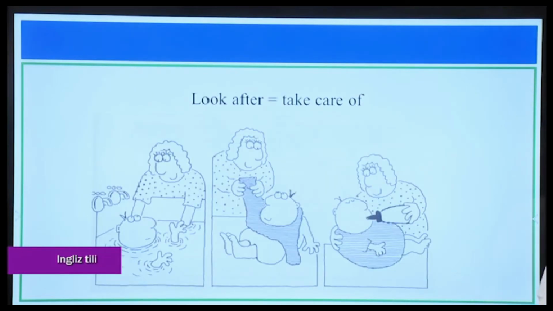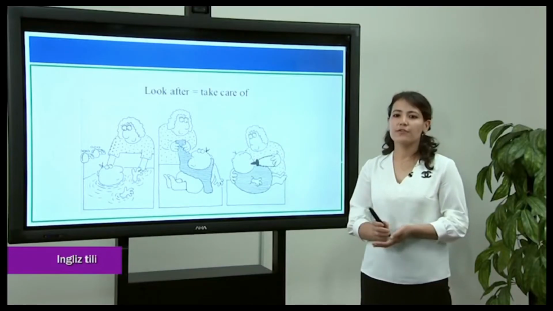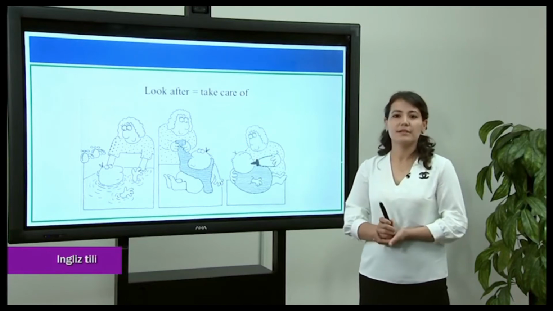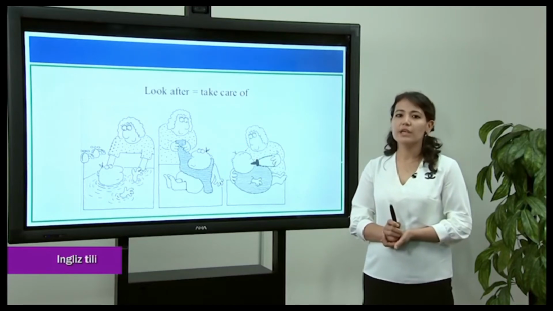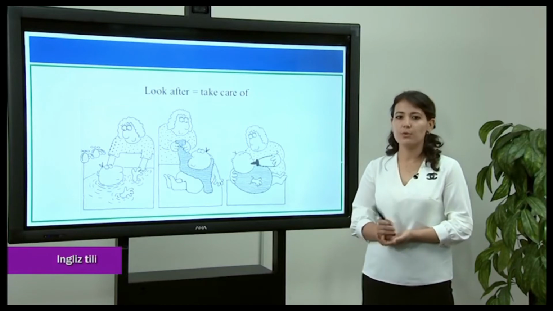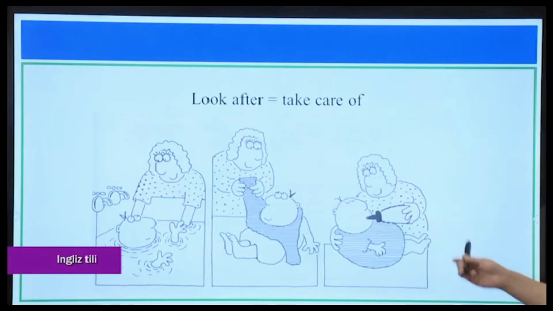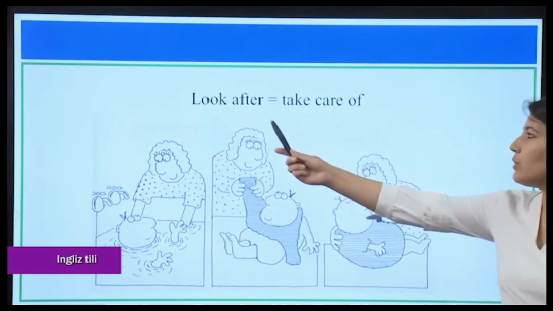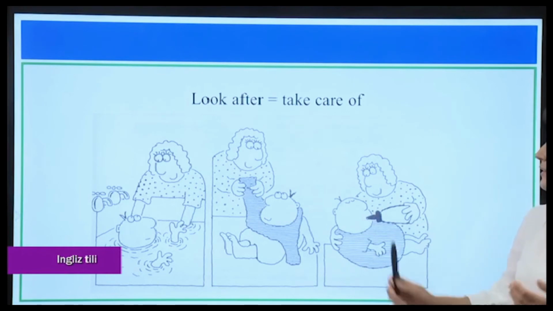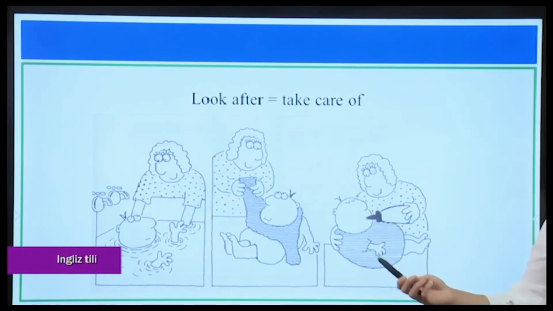And the easiest way of teaching phrasal verbs is with the help of pictures. Because instead of explaining the meaning of the phrasal verbs, it would be more interesting and easier for you also to give a picture. For example, these pictures show the meaning of the phrasal verb look after. The woman is taking care of a baby, so she is looking after a baby.